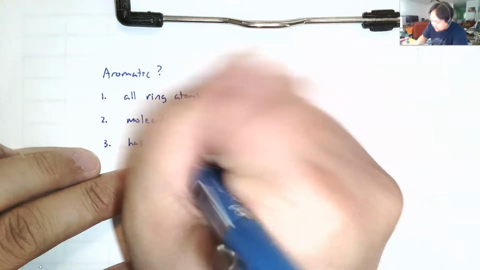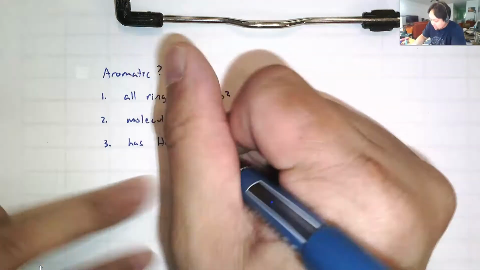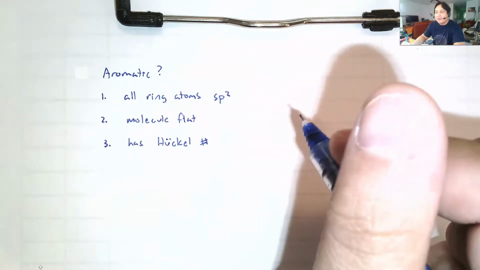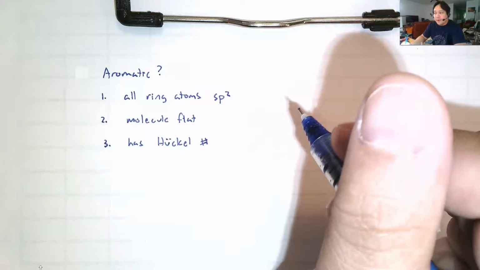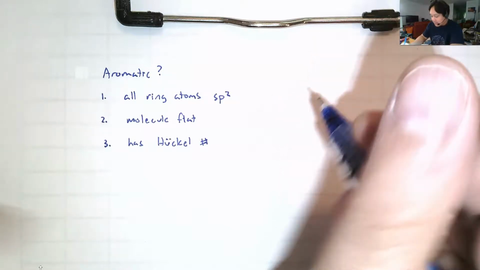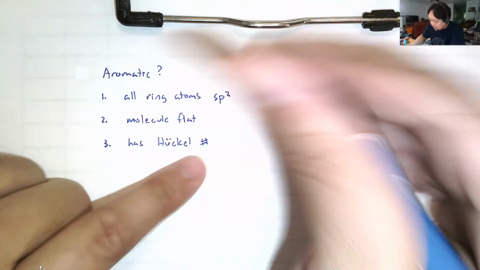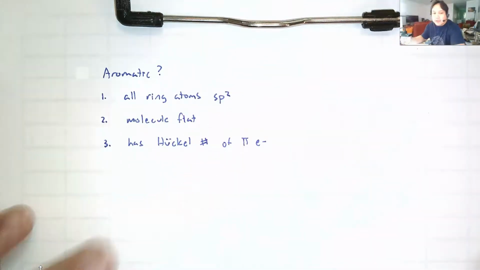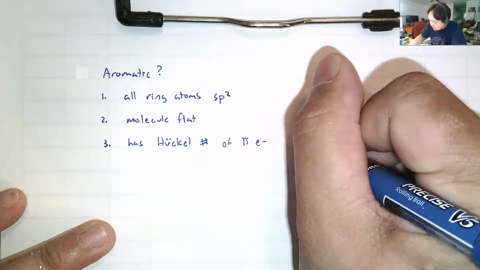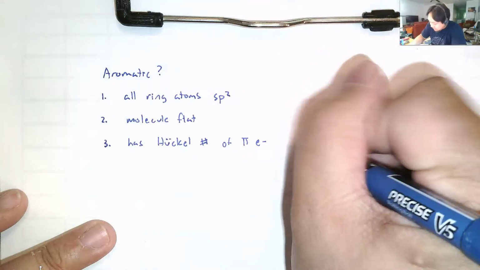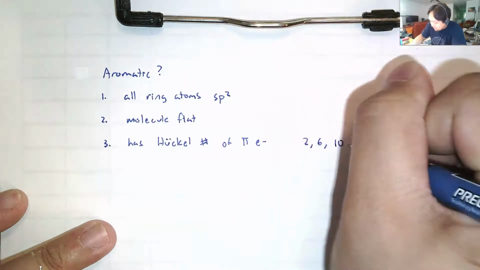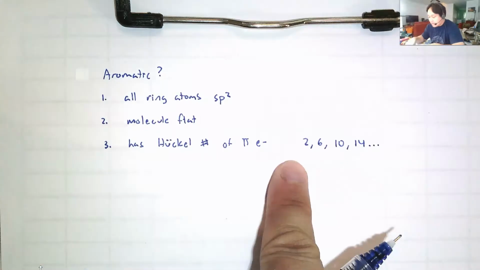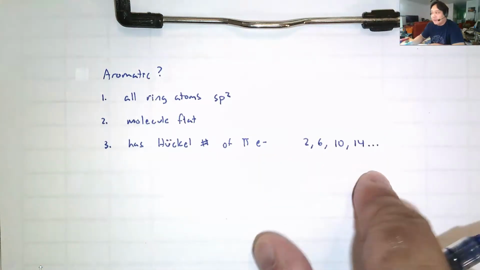We have a scientist, Huckel, who came up with a formula to figure out whether you have the right number of pi electrons, because you need to have a Huckel number of pi electrons. What are those numbers? 2, 6, 10, 14, etc. So you start with 2 and you increase by 4.